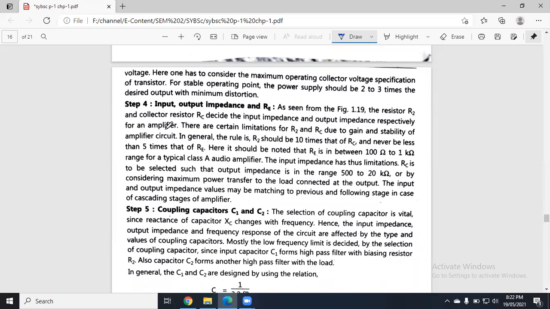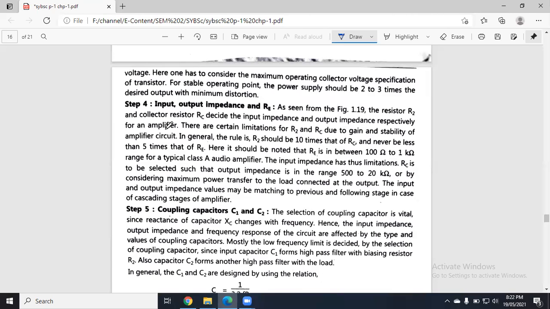Now there is a relation. The first thing is that R2 should be 10 times greater than your RC, and it should not be less than 5 times Re. So you need to consider these things while you are designing or selecting components to form an amplifier circuit. All right, so this is the important thing we needed for input and output impedance and Re.